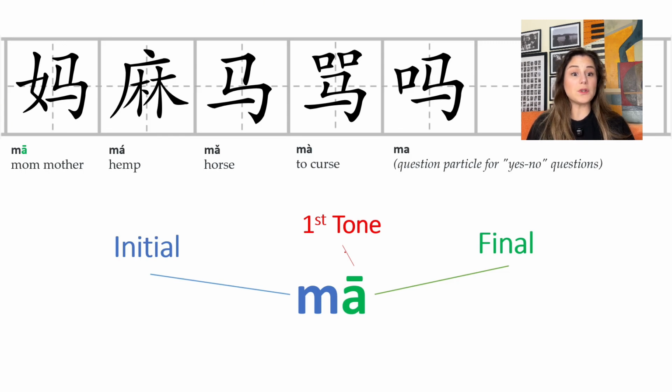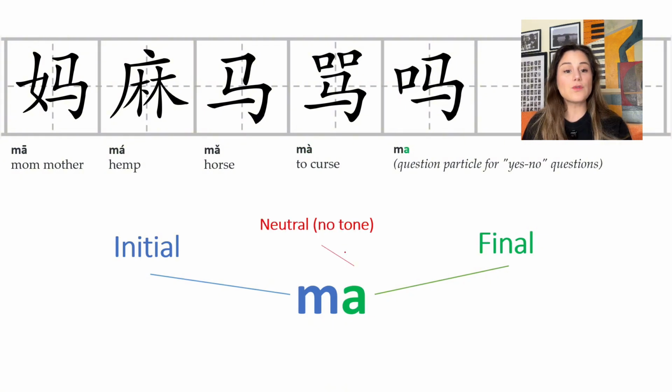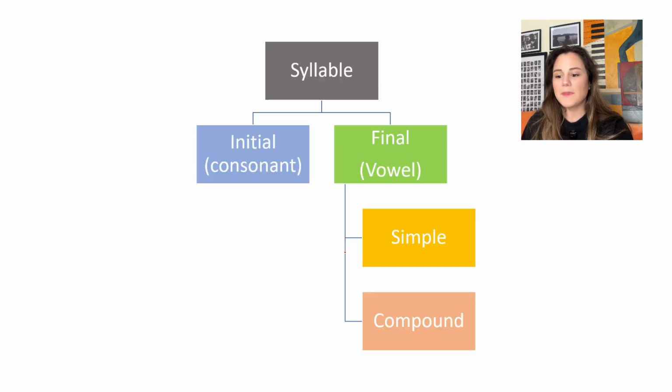The first tone is horizontal, the second tone is rising, the third tone is falling and rising, and the fourth tone is falling. And this is how we can differentiate. In the next videos, we will talk about the tones in more detail, but not in this video. And the neutral tone means that we do not have a tone mark above the final. Now, a syllable is created by an initial and a final.